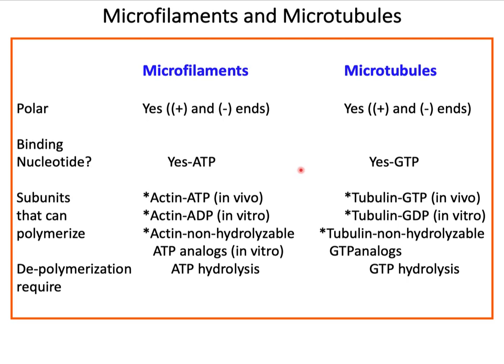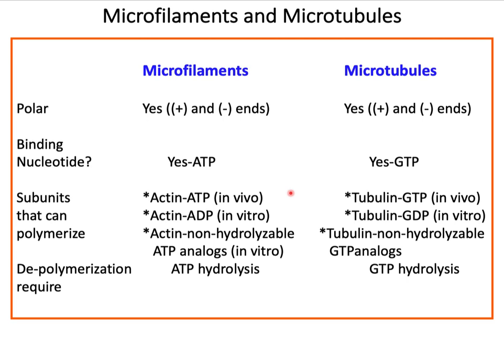They both bind nucleotide. In the case of actin, it is ATP, and in the case of microtubules, it is GTP. What subunits can polymerize? In vivo, it is the actin ATP that polymerizes, or tubulin GTP.